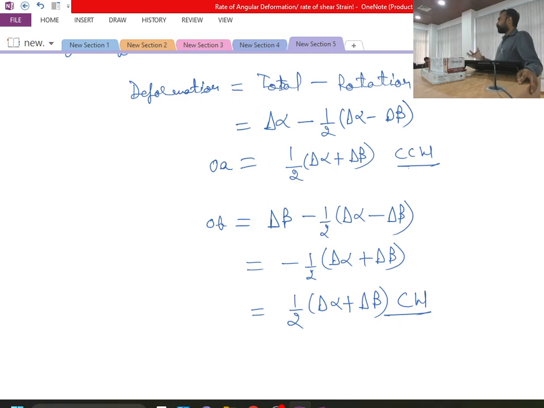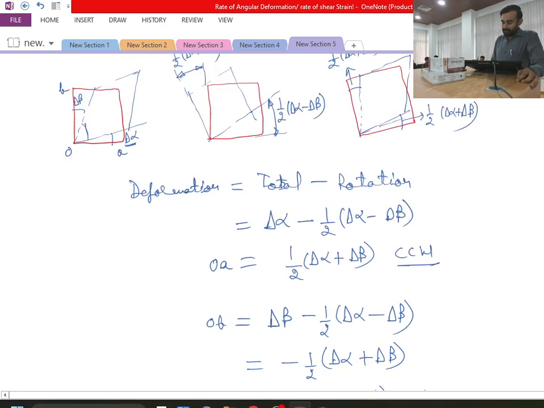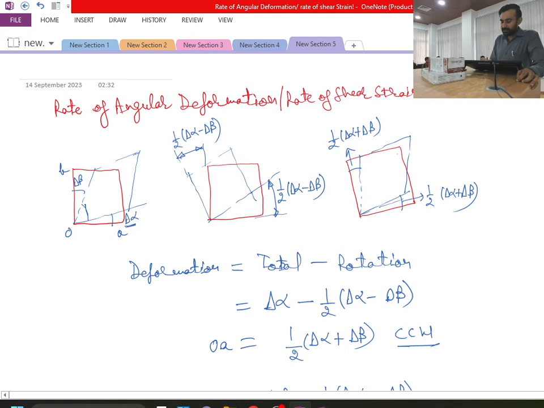Is this one clear? From the total change, whenever we take out the component of rotation, ultimately what we get is the contribution of the deformation. If you want to see it schematically, you can see this red colored element in the third figure. This was at an angle of half of delta alpha minus delta beta. So from this point to this point the angle was this. The total contribution after deformation is half of delta alpha plus delta beta. Whenever I mark this angle, it will be based on the rotated movement of the element.